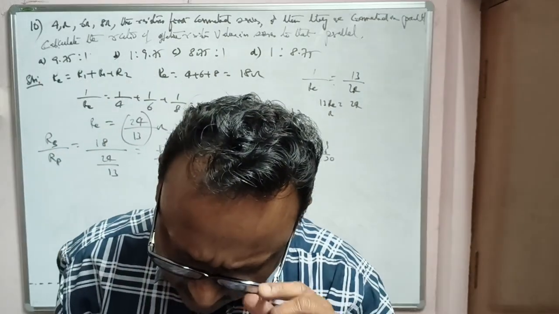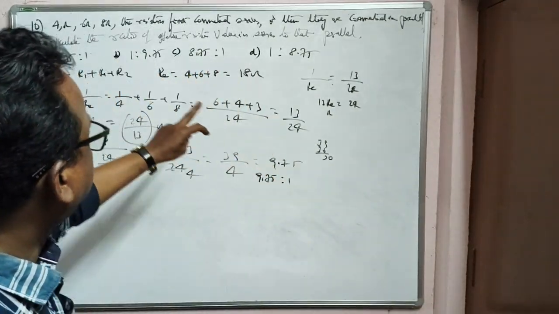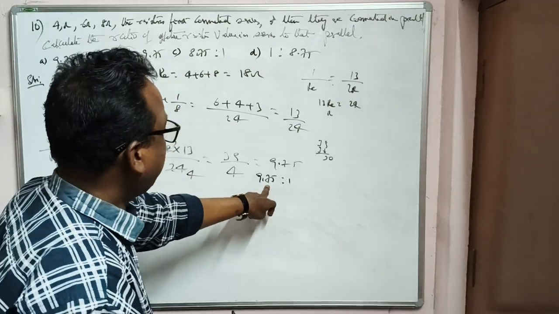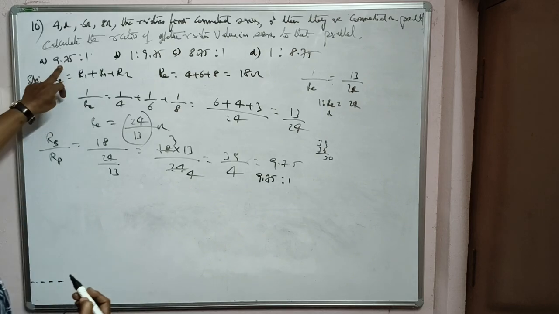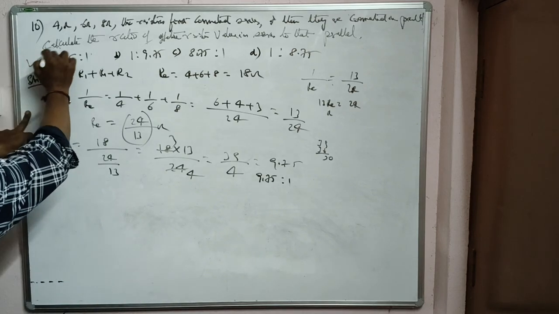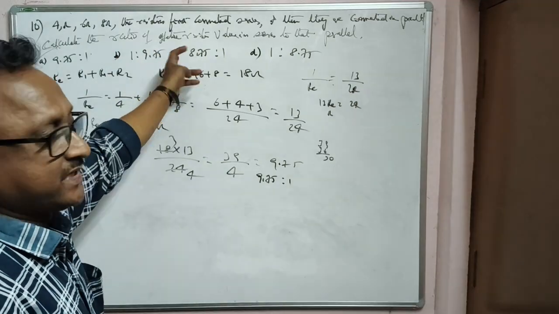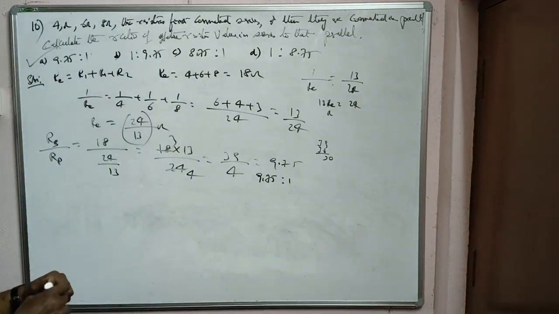Here, I think some answers were wrong. Answers were given. I have corrected the answers here. So this is the answer. The resistance in series to parallel. 9.75 is to 1 you got, please. Okay, so A is the answer. Not 1 is to, because 1 is to is parallel to series. But he is asking you series to parallel. Please note down.